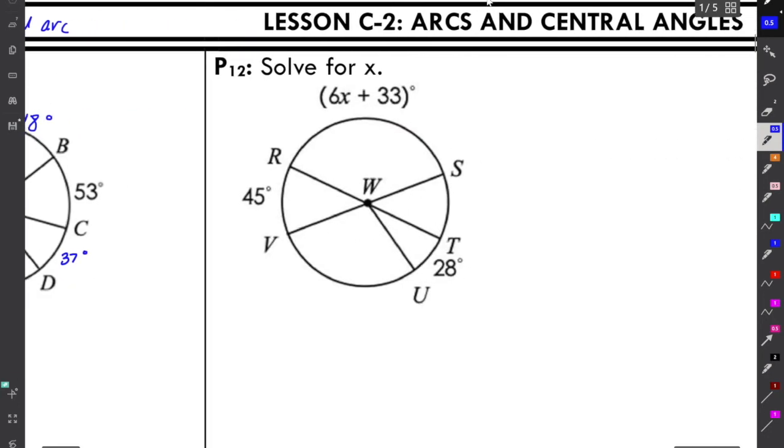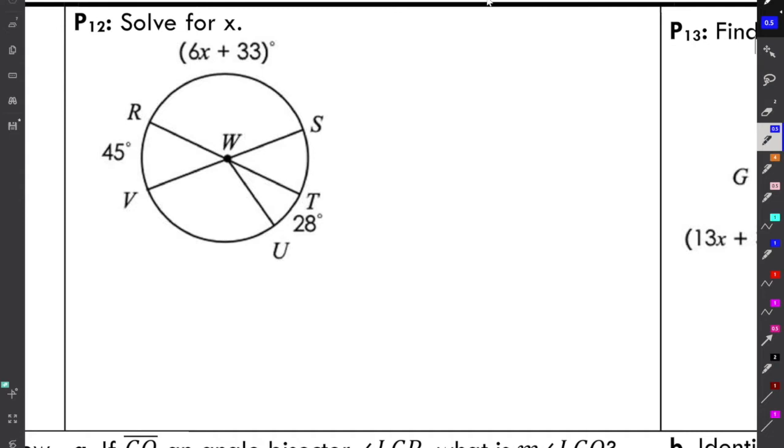That's number 11. Number 12, solve for x. My goal here is to find what the measure of arc RS is and then set this expression equal to whatever it is. These are vertical angles in the middle, so their arcs are going to be equal as well. So that's 45. Now VU, UT, and TS all add up to 180, so you do 180 minus 45 minus 28 to find that this angle right here will be 107 degrees.